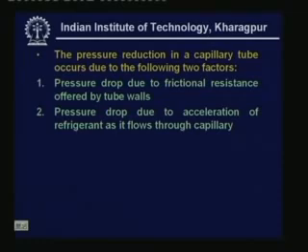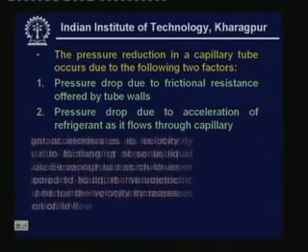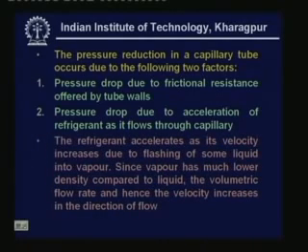So why does the refrigerant accelerate as it flows through the capillary? Because you know that when the refrigerant flows through the expansion device, a flashing of liquid into vapor takes place. As flashing takes place, some vapor is generated, and since vapor has much lower density compared to liquid, the volumetric flow rate and hence the velocity increases in the direction of flow. Since the velocity continuously increases in the direction of flow, the refrigerant gets accelerated. This requires a certain pressure drop. So ultimately the total pressure drop across the capillary tube is because of the frictional effects and because of the acceleration effects.